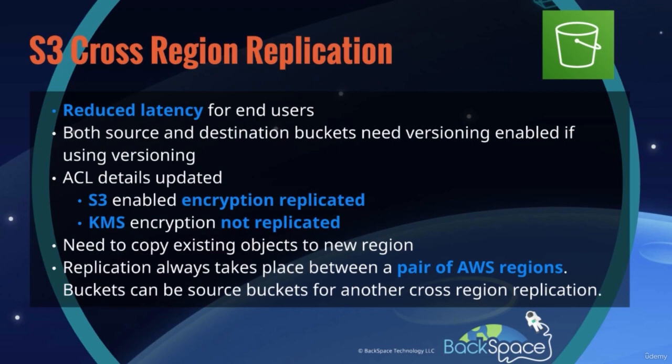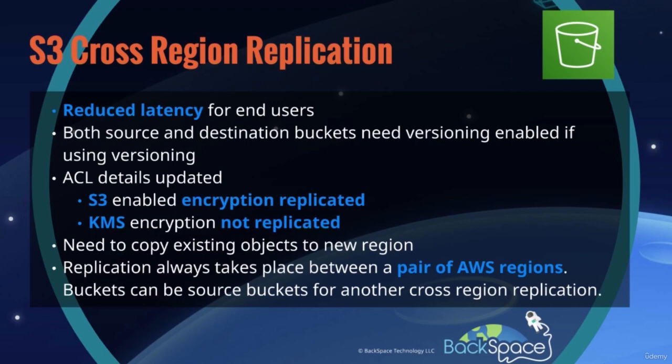Both your source and destination buckets will need to have versioning enabled. You can't just have it in one of those buckets. Now, the access control limits will be migrated across from the source to the destination bucket. If S3 enabled encryption is in place on the source bucket, then that will also be replicated across to the destination bucket. But that's not the case if it's key management service encryption. That will not be replicated across to a destination bucket.